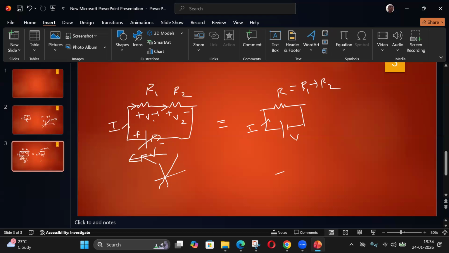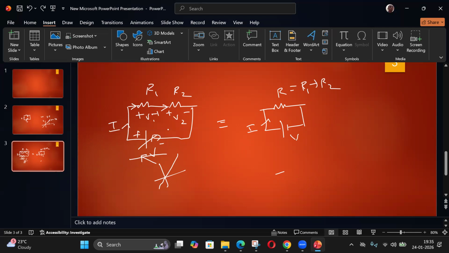Correct, because you're going from negative to plate. And here there is a drop because current is flowing in this direction. It has to flow from higher potential to lower potential. So this was higher potential, lower potential. So there will be a drop along the resistance in the direction of current flow.